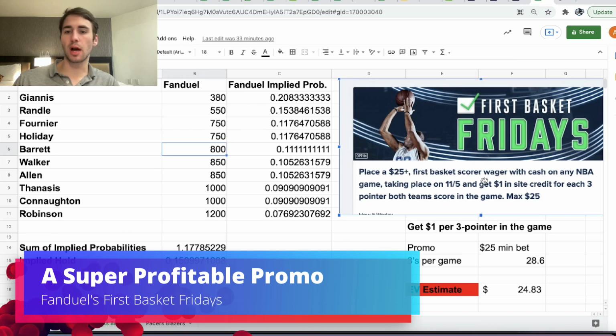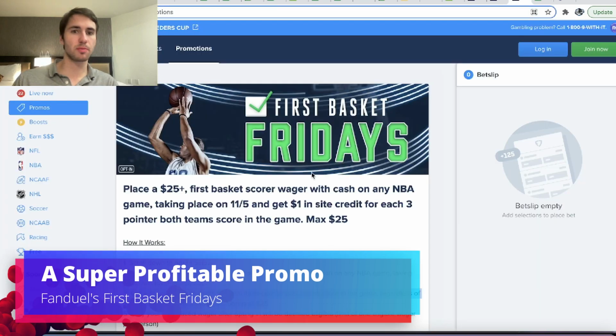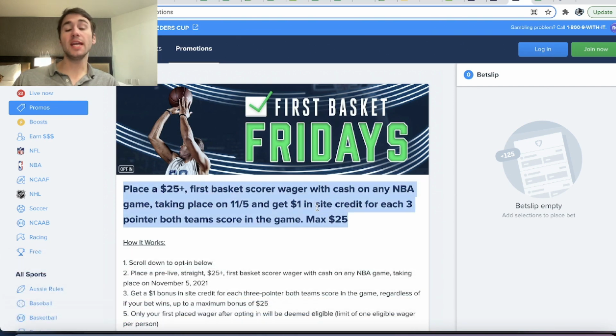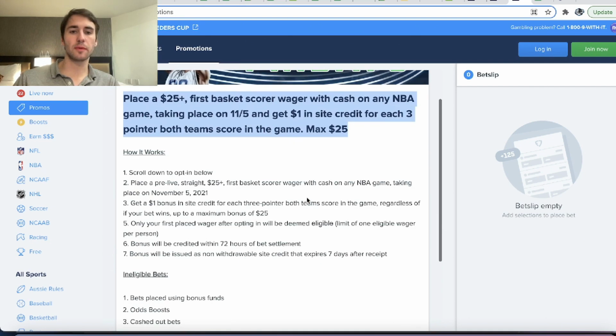So we are going to be talking about this profitable FanDuel Sportsbook promotion. It's really good. It's called First Basket Friday. So you bet $25 on a first basket score, you get a $1 bonus for each three-pointer scored in the game. So we bet $25 on Giannis to score the first bucket, and if there are 22 threes in the Bucks game, we get a bonus of $22 from FanDuel.